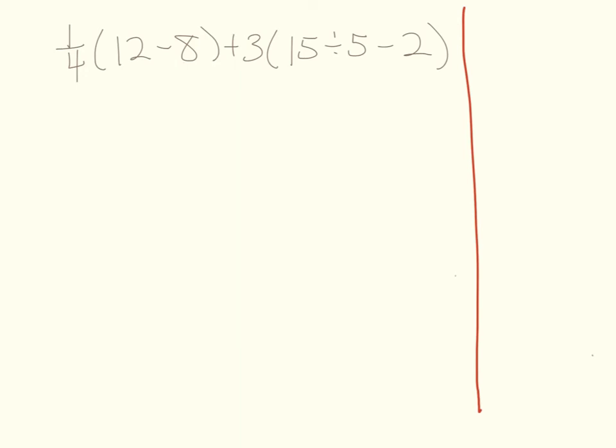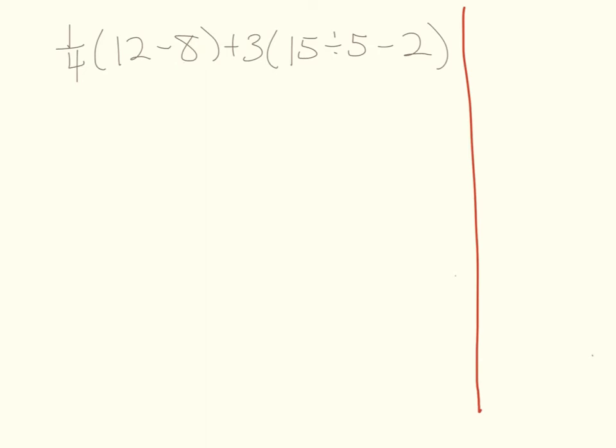Okay, so now we're going to see an example of one of the more complicated types of problems that you'll be asked to do. And in this particular example, what we're going to do is simply evaluate the expression, so simplify it. And in each step that we do, we're going to name the property that we used in that step.